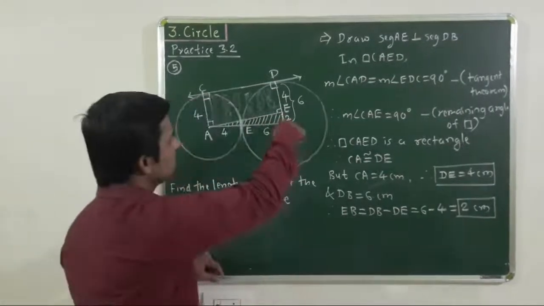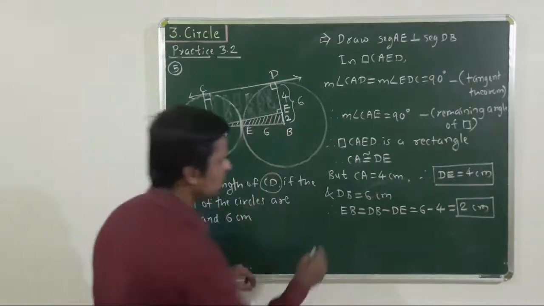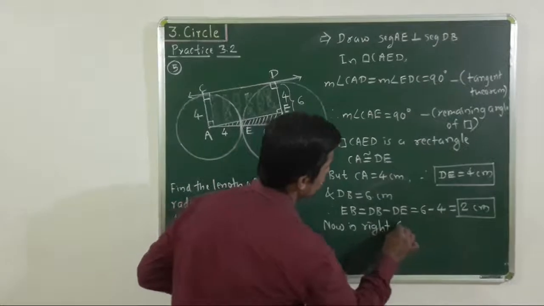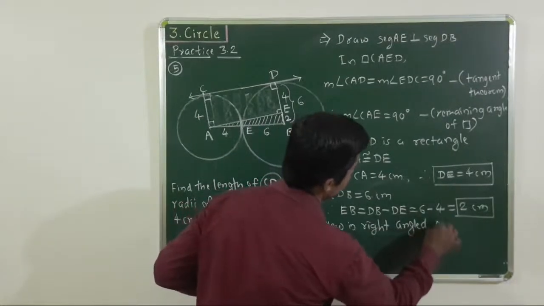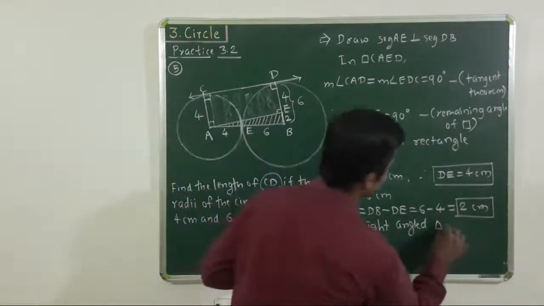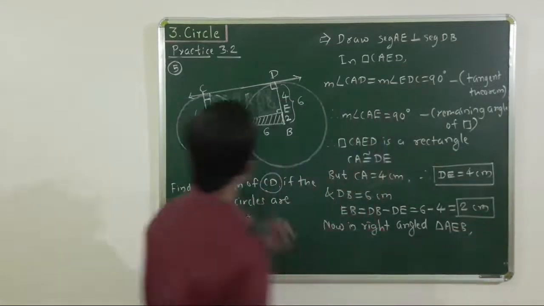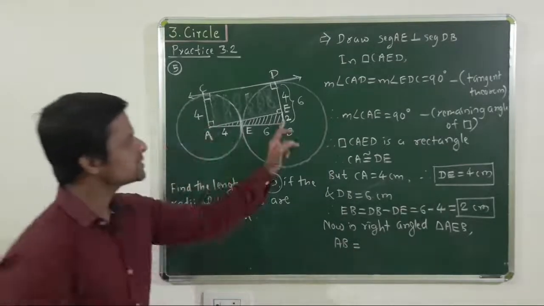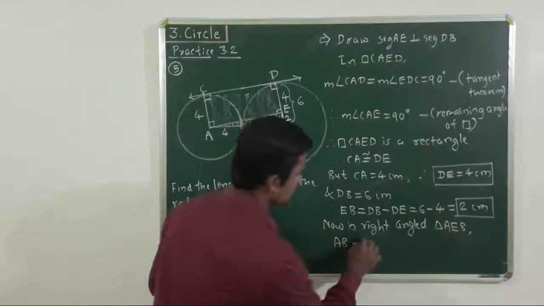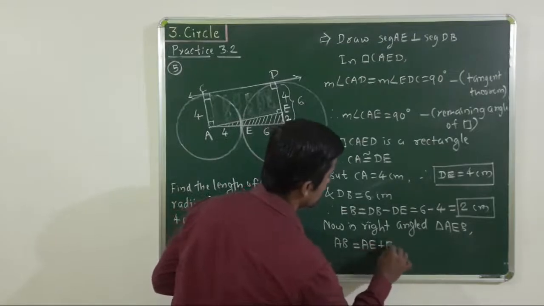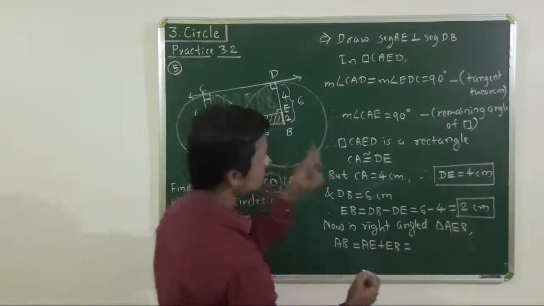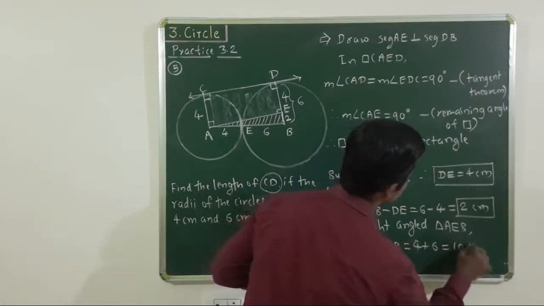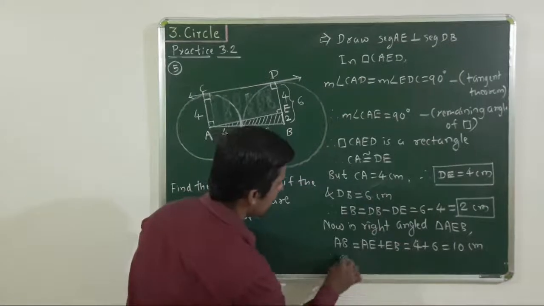Now we'll move towards right angle triangle AEB. In right angle triangle AEB, AB is equal to AE plus EB, that is equal to 4 plus 6, that is 10 centimeter.